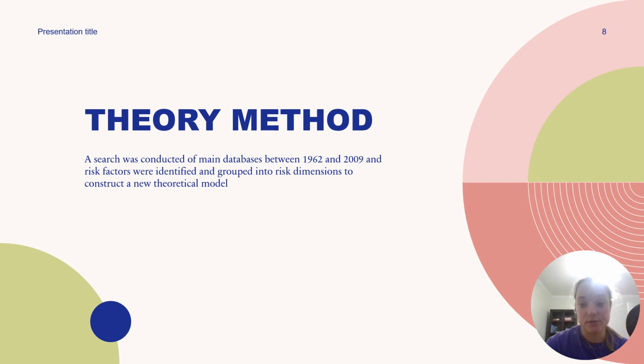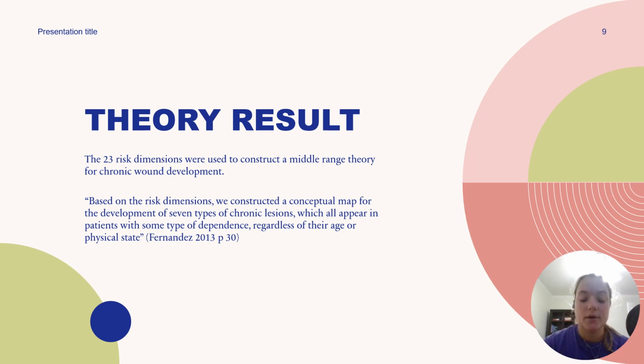The method used was also known as the Delphi method. The researchers conducted a search of main databases between 1962 and 2009, and risk factors were identified and grouped into different risk dimensions to construct a new theoretical model. The result is that the 23 risk dimensions were used to construct a middle range theory for chronic wound development.